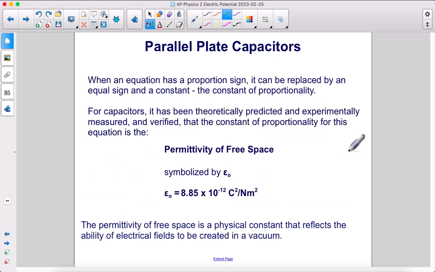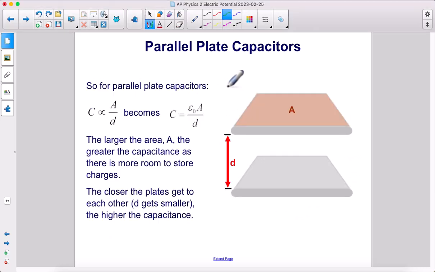When an equation has a proportion sign, it can be replaced by an equal sign and a constant, the constant of proportionality. For capacitors, it has been theoretically predicted and experimentally measured and verified that the constant of proportionality for the equation is the permittivity of free space, epsilon naught, which is a small number, 8.85 times 10 to the negative 12th coulombs squared per newton square meter. The permittivity of free space is a physical constant that reflects the ability of electric fields to be created in a vacuum. So, for parallel plate capacitors, this proportionality becomes an equation as soon as we put epsilon naught in it.